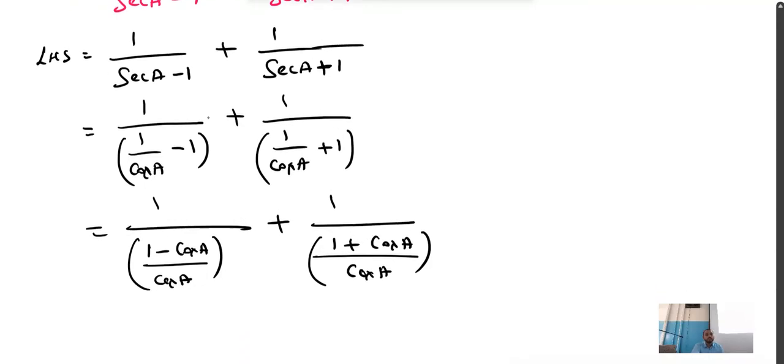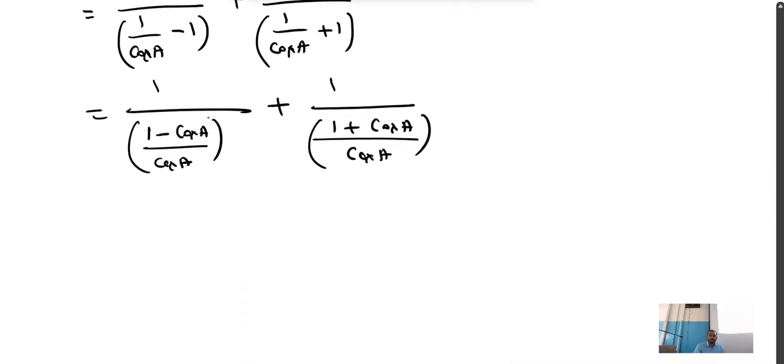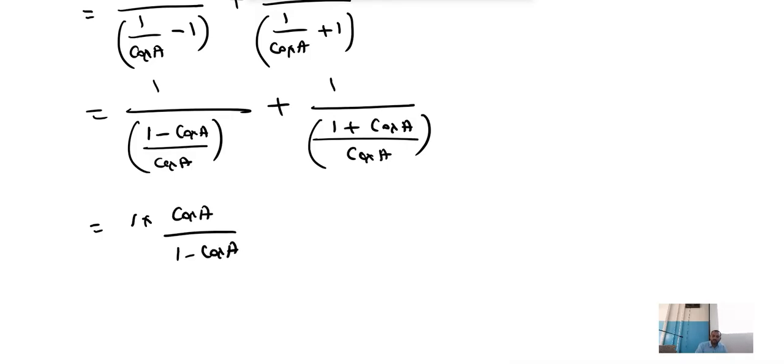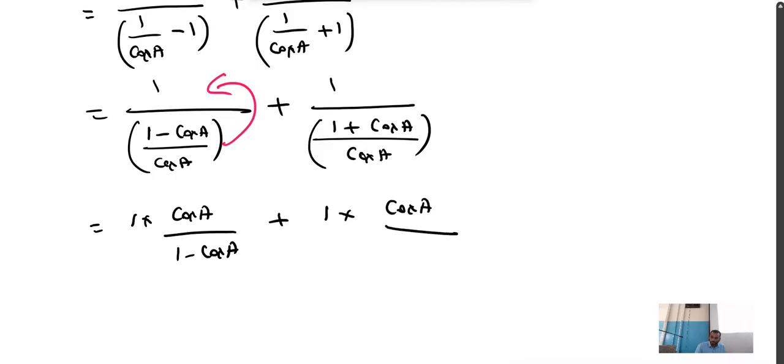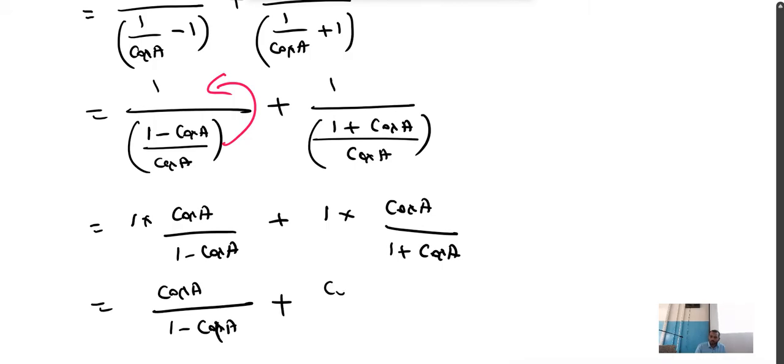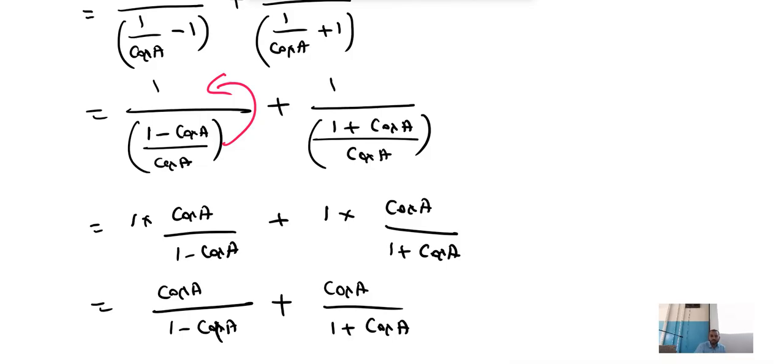Remember? Now can we bring this to the numerator? 1 into cos A by 1 minus cos A. Right? We are bringing this to the numerator. Then plus 1 into cos A by 1 plus cos A. Now multiply cos A into 1, cos A divided by 1 minus cos A. 1 into cos A is cos A divided by 1 plus cos A.